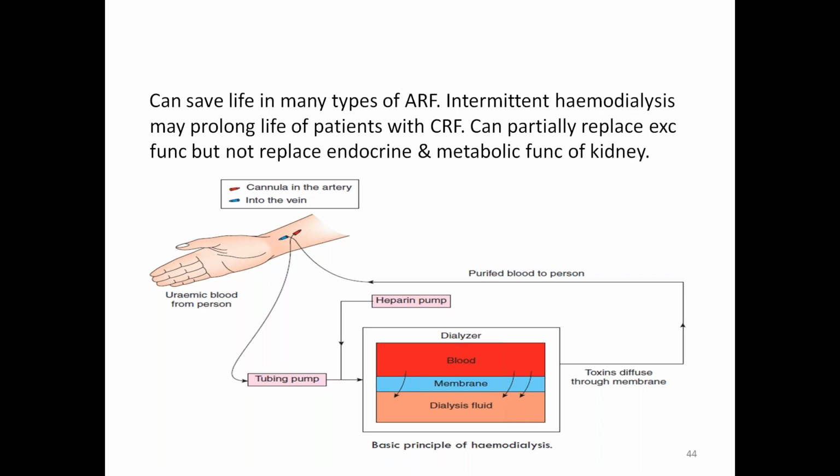Now about the dialyzing fluid. The composition of dialyzing fluid is similar to that of plasma, except that it is free of waste products like urea, uric acid, etc. The fluid contains less amount of sodium, potassium, and chloride ions than the uremic blood. But the quantity of glucose, bicarbonate, and calcium ions are more in a dialyzing fluid than in the uremic blood. So this is the process of hemodialysis.